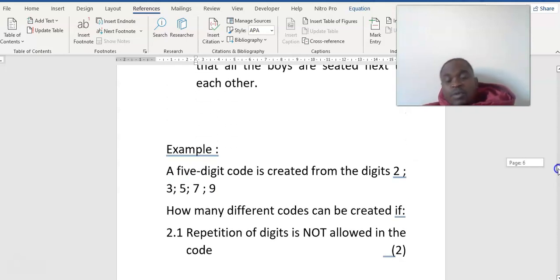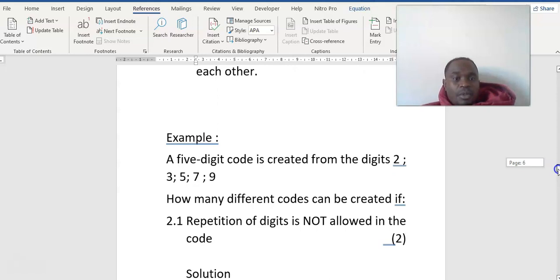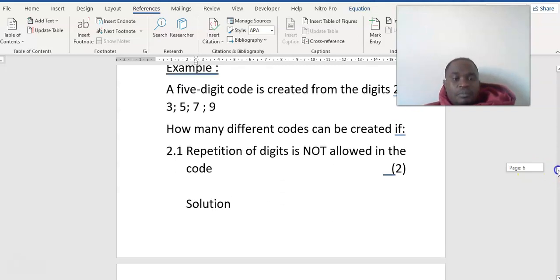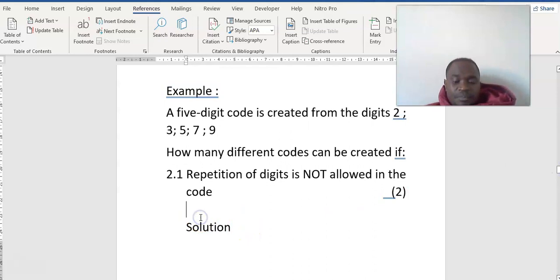Okay. Now we are going to look at another example. A 5-digit code is created from the digits 2, 3, 5, 7, and 9. These are the digits. How many different codes can be created if repetition of digits is not allowed in the code? Repetition of digits is not allowed in the code. That is what the question is saying.